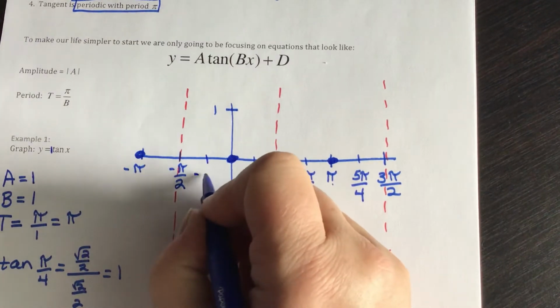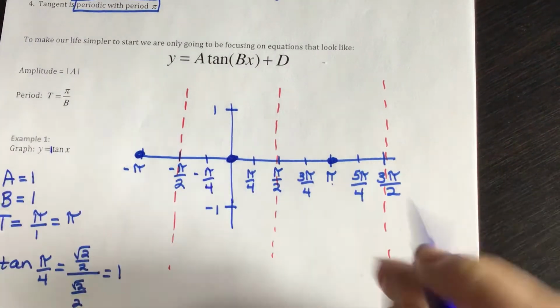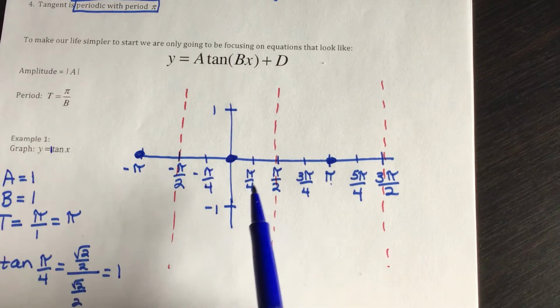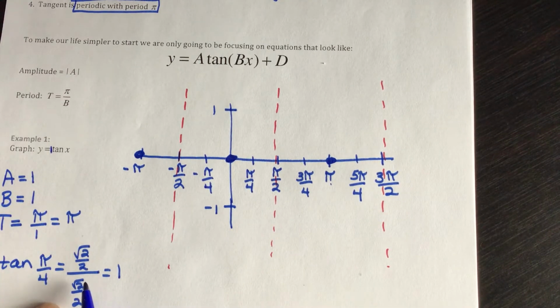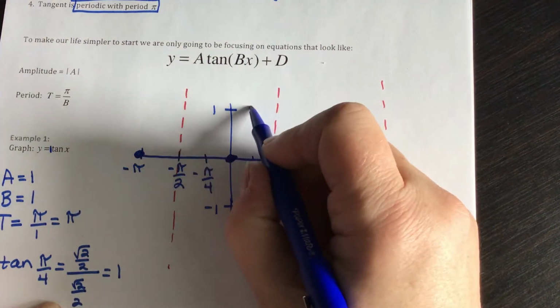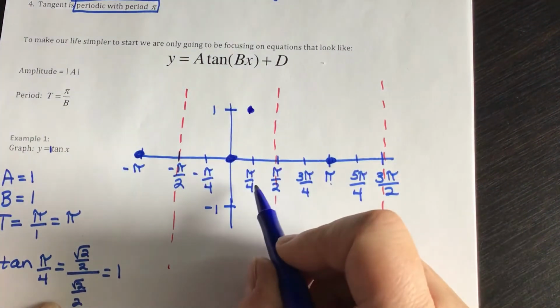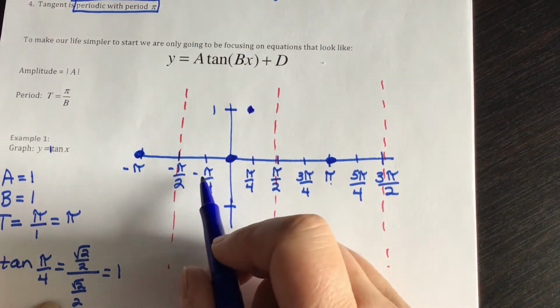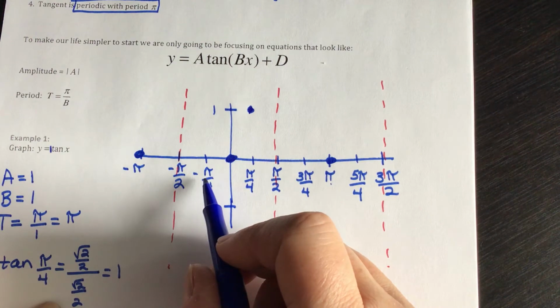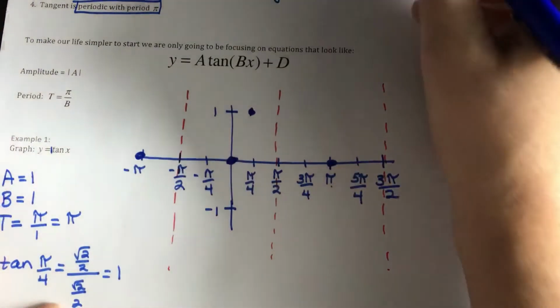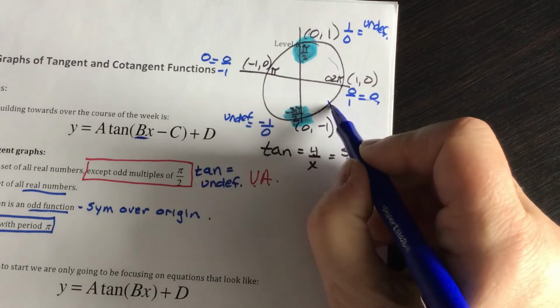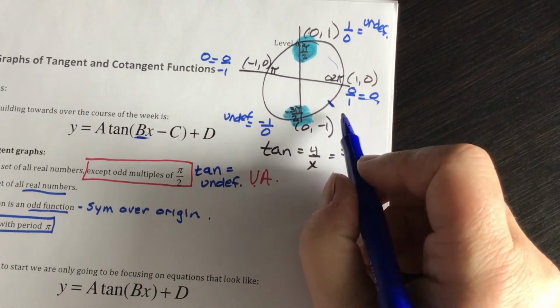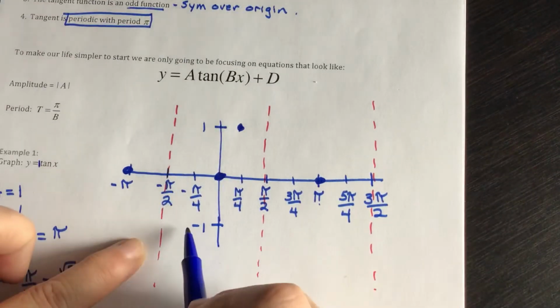Back here would be negative pi over 4. All right, so at pi over 4, my tangent is 1. So at pi over 4, I'm going to go up here to 1. And at negative pi over 4, that would be this way. And here, my tangent is negative. So this would be -1.